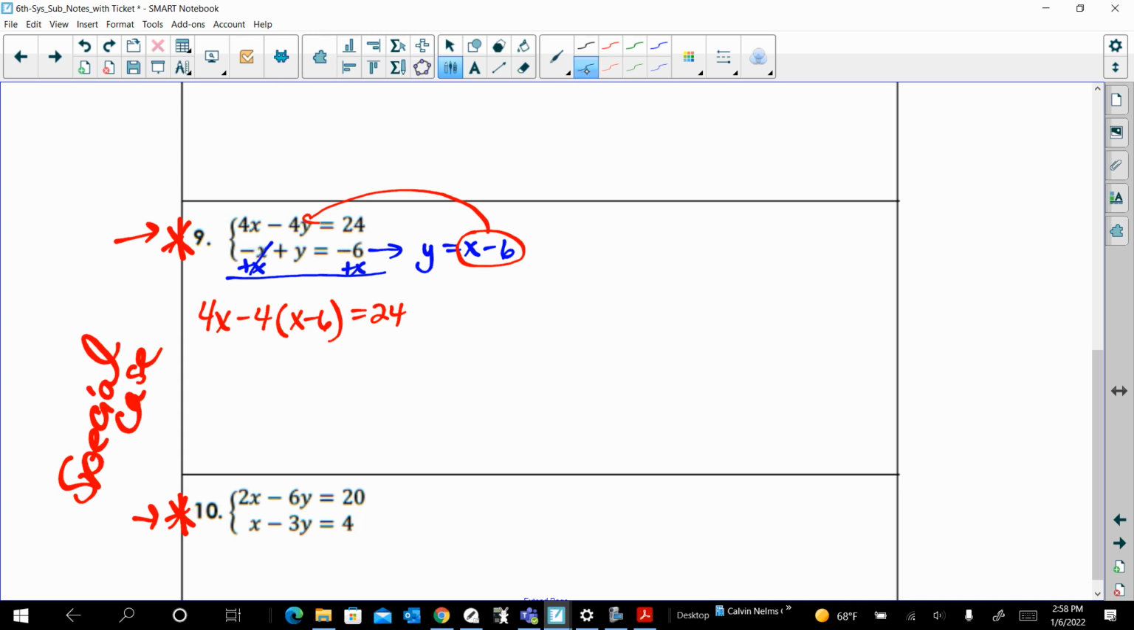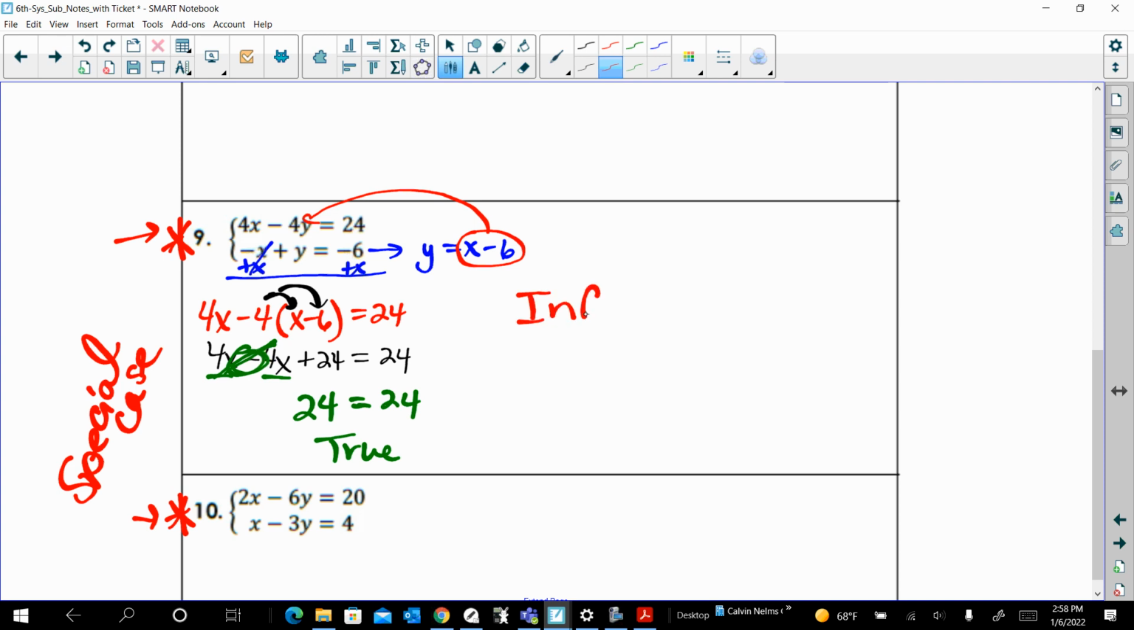And now to solve this equation, you're going to distribute first. That would give us 4x minus 4x plus 24 equals 24. When I solve this, we have like terms, and when we combine them, they become 0. So I'm left with 24 equals 24. Well, this is a true statement. Anytime we have a true statement, our solution is infinite.